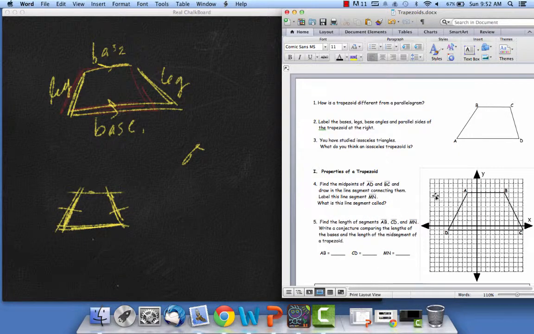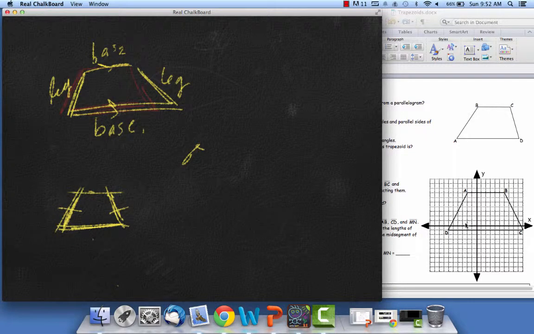The length of AB, we want the lengths of AB and CD and MN, okay? So let me come over here. I may have to sit up a little to see this better. A is -2. One, two, three, 4, 5, 6, 7. And B is, wait, what do we want? AB. 1, 2, 3, 4, 5, 6. Also 7.